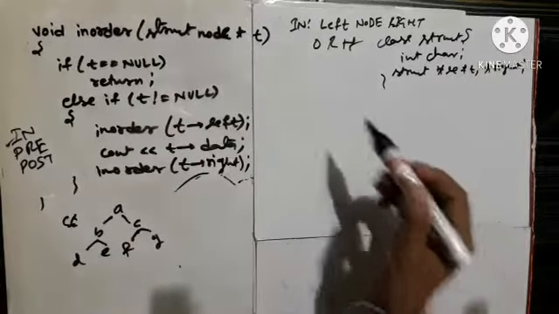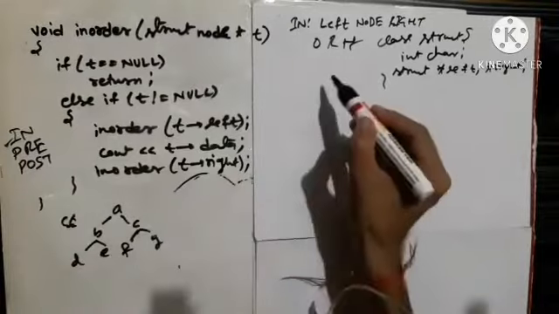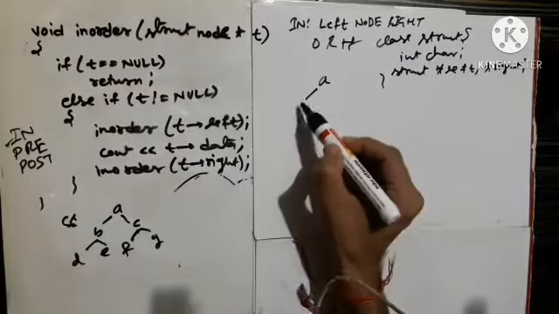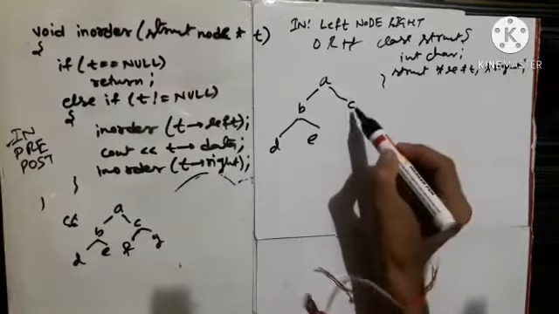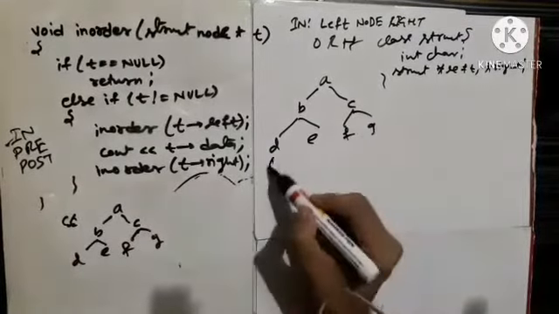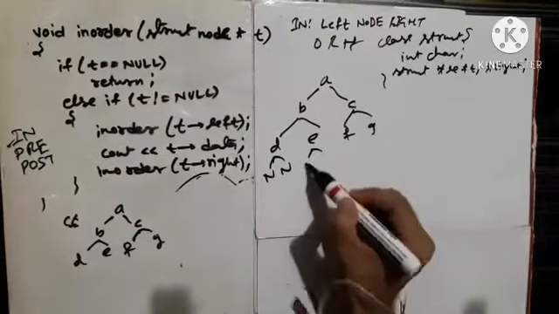Let's see. Suppose we have a tree that is A, B, C, D, E, and here I have F, G. You can say that this is our null. Why this is?